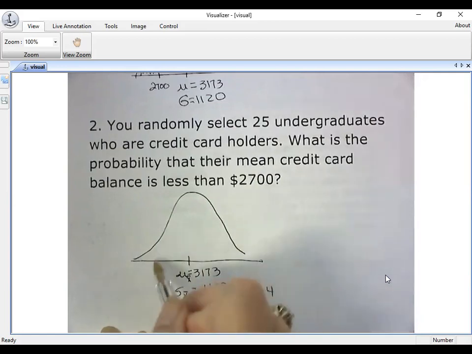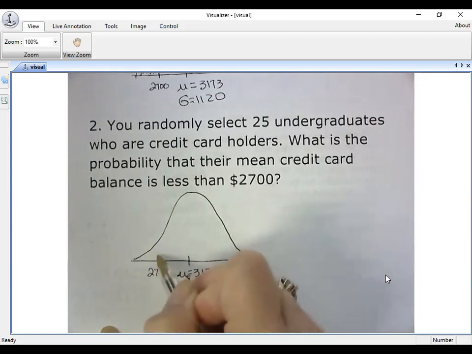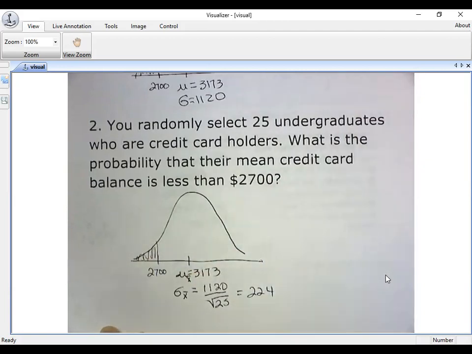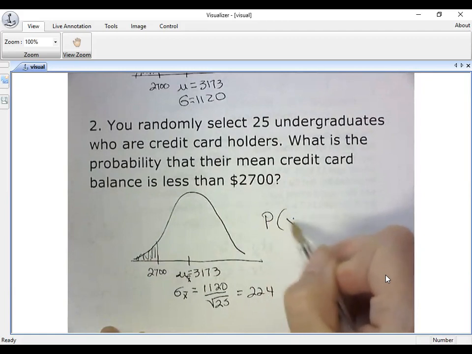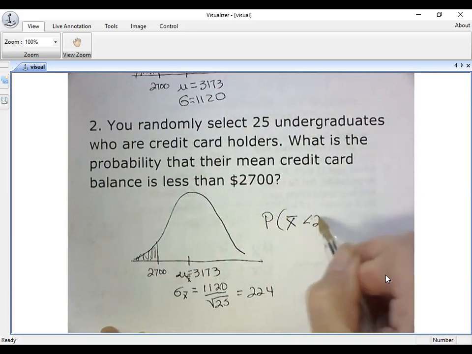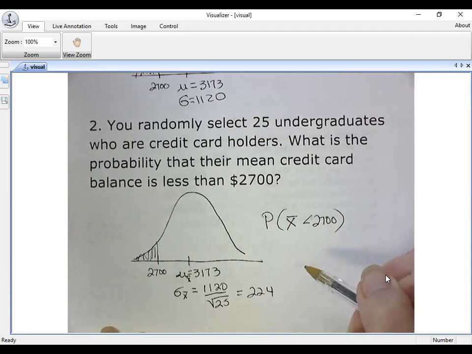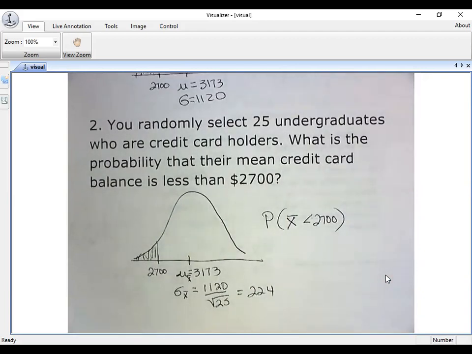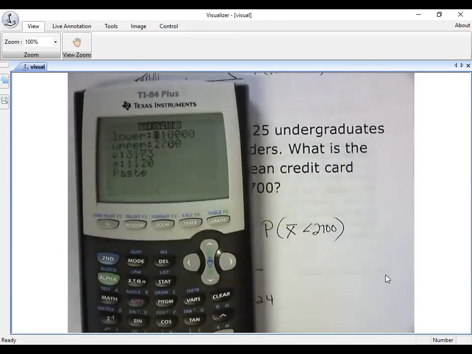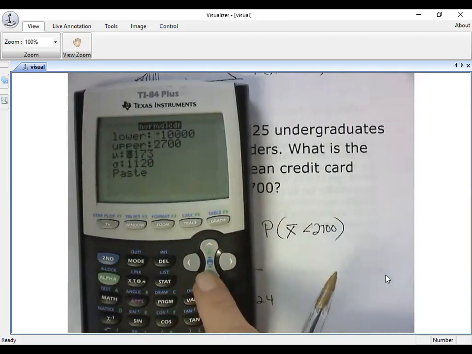Okay. Now, I still have 2,700 somewhere over here, and I'm trying to get the probability that the mean credit card balance of these 25 people I have selected at random would be here, okay? So how do I calculate that? Is that also a normal CDF? But what's the only thing that has to change? The standard deviation, exactly. If we go back in to normal CDF, I'm still in the left tail. I'm still using an upper value of 2,700, but my mean is the same, but now my standard deviation ends up being 1120 divided by 5, which is 224.